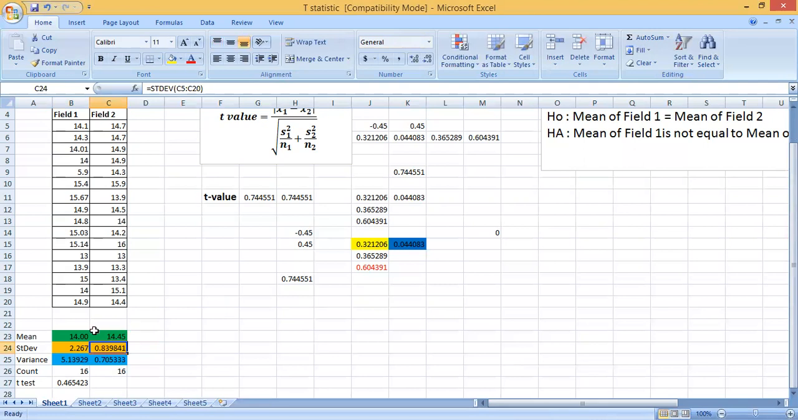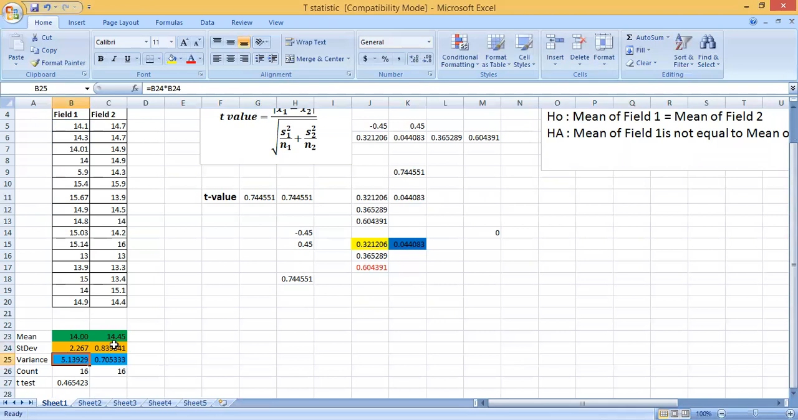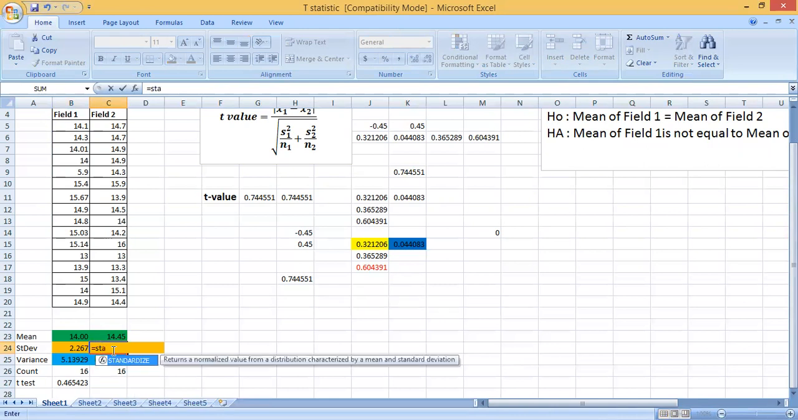Now we have to find the standard deviation of field 1. So equal to STDEV, that's the standard deviation. Double click here, select this column and click okay. Now here we are going to find the standard deviation of field 2.